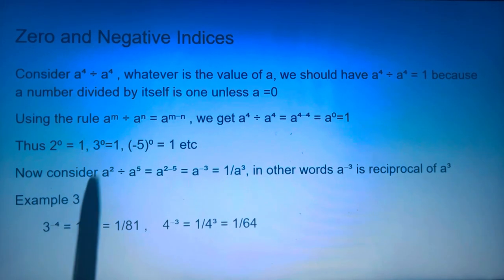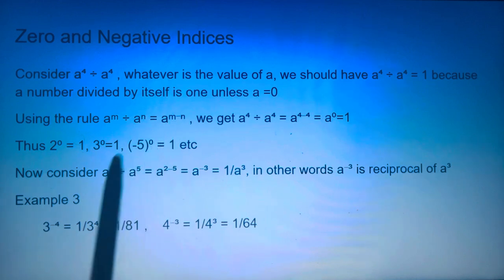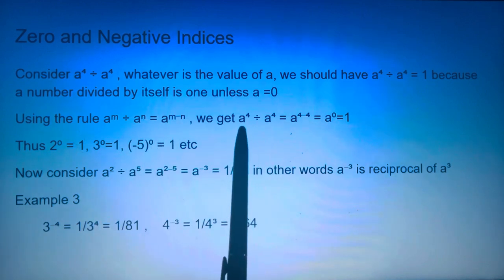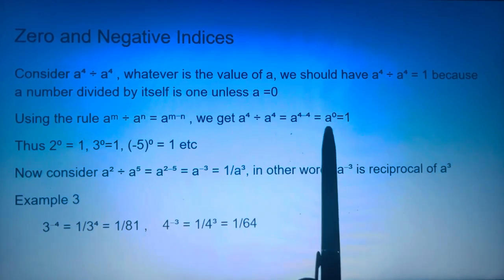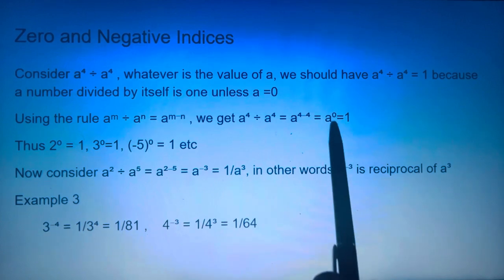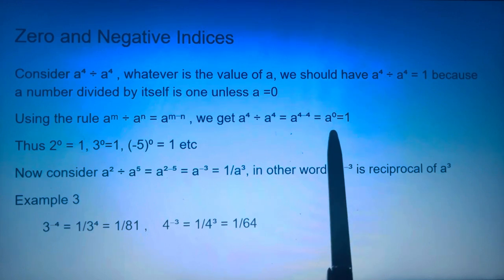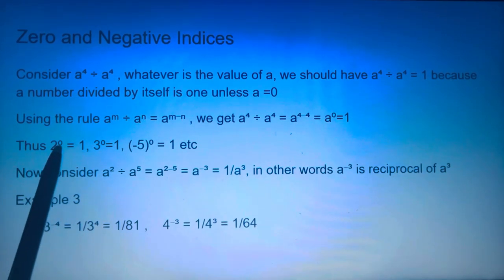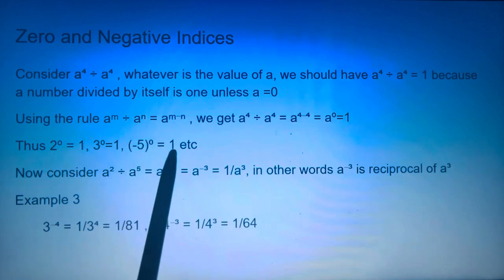Using the rule a to the power m divided by a to the power n, we get a to the power m minus n. Similarly, a to the power 4 divided by a to the power 4 is a to the power 4 minus 4, which equals a to the power 0, that is equal to 1. So a to the power 0 is always equal to 1. Thus 2 to the power 0 is 1, 3 to the power 0 is 1. Any number to the power 0 is always 1.